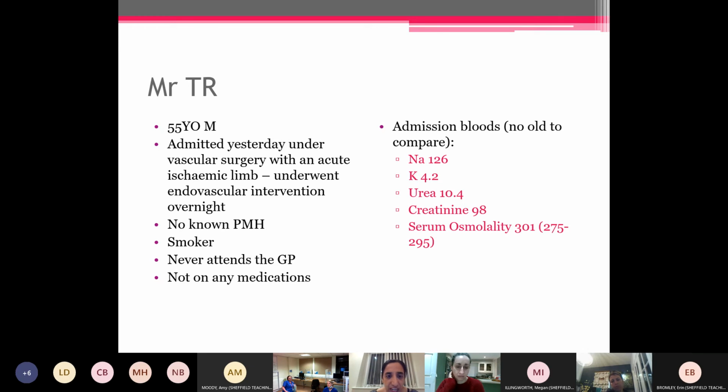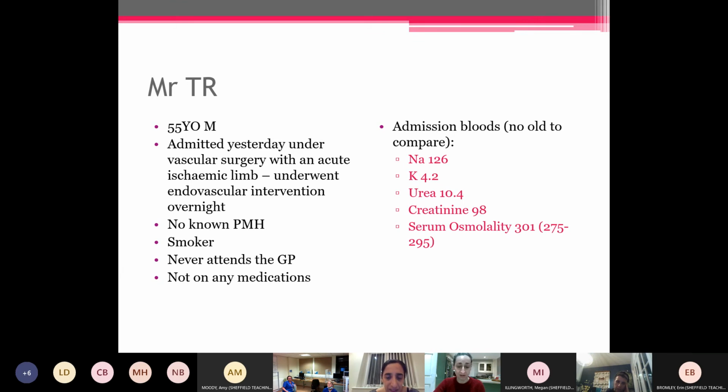It says nothing to compare to, so I would get further investigations or do a random BM to see if the BM is raised. That's exactly right. So why are we thinking that we want to do a BM? Because he's got an ischemic limb and has presented with a new hyponatremia and a raised osmolality, which could be hyperosmolar. That's exactly right. So he's got a hyperosmolar hyponatremia.